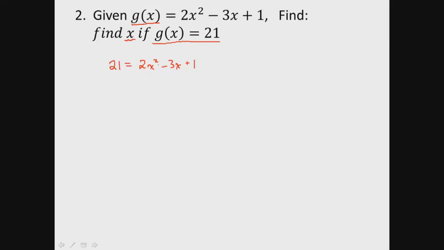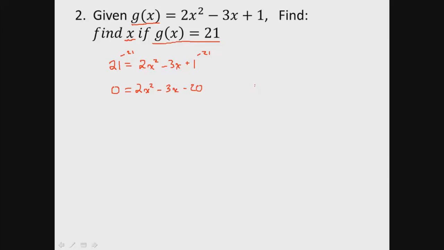Now, whenever I have a quadratic like this, we want to set it equal to 0. So if I minus 21 from this side and minus 21 from this side, I will have 0 over here, and this will be 2x squared minus 3x minus 20. Now, what's unfortunate about this is there's a number in front of my x squared term. So this is a complex trinomial.